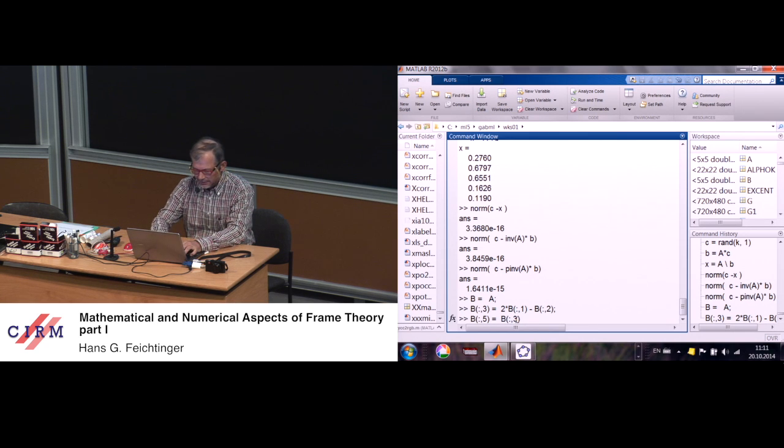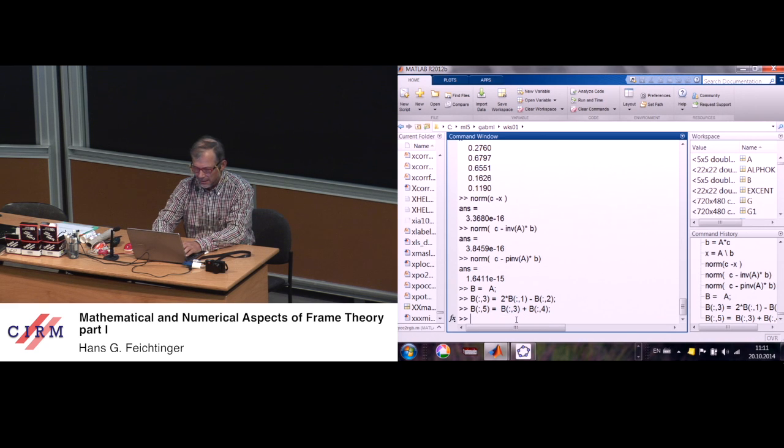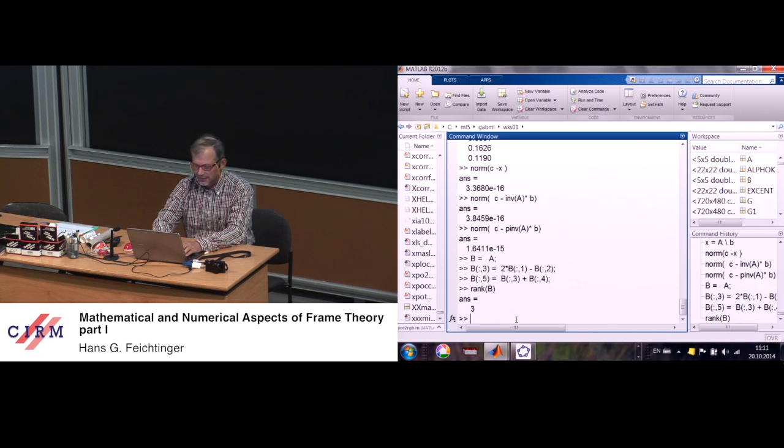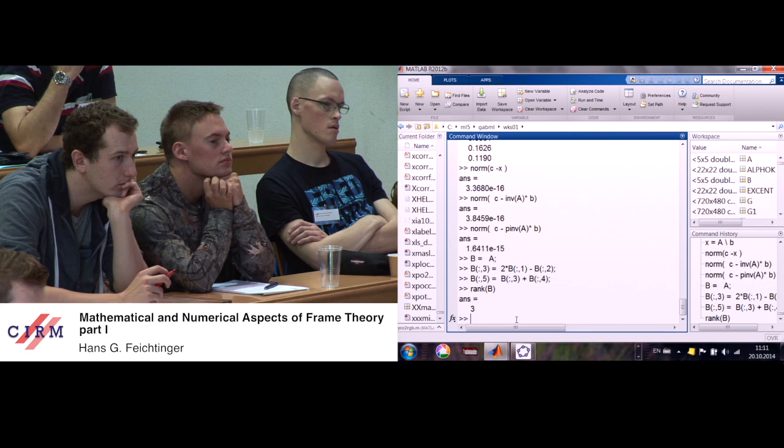I can add column number 4. What is the rank of the resulting matrix? Of course, it's just 3. It's this rank 3 matrix.